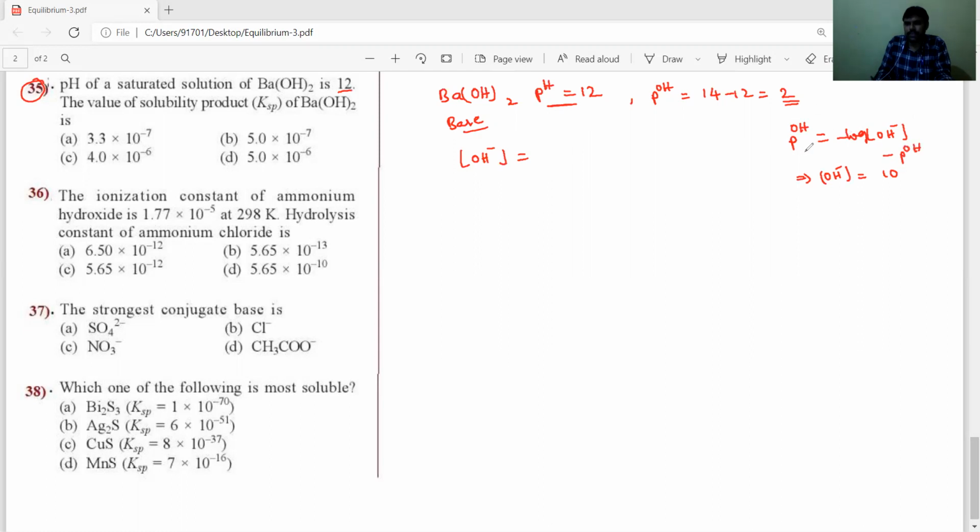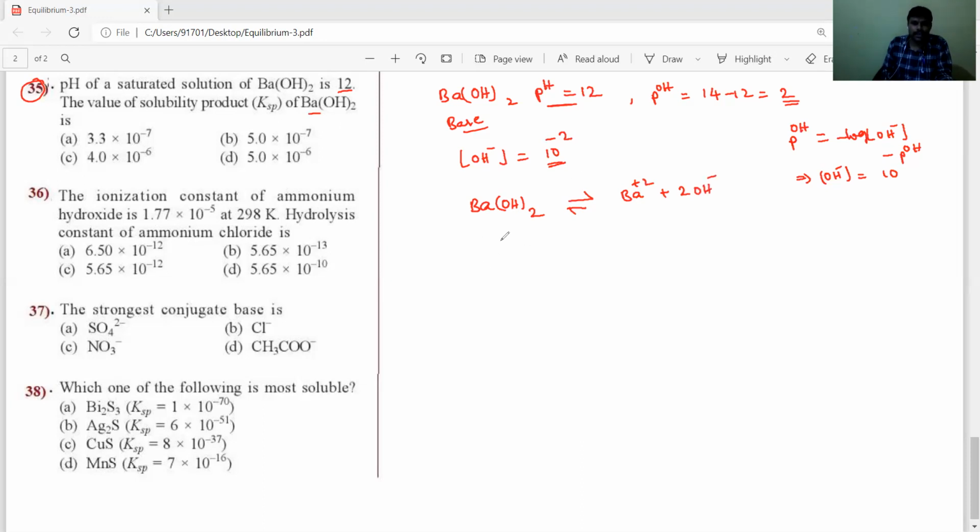Okay, pOH value is 2, they gave, that's why [OH-] is equal to 10 to the power of minus 2. Now, the OH minus concentration is 10 to the power of minus 2, and we have to find out the solubility product. So barium hydroxide is a BA2 type of salt. It can be ionized to give Ba2+ plus 2 OH minus ions.